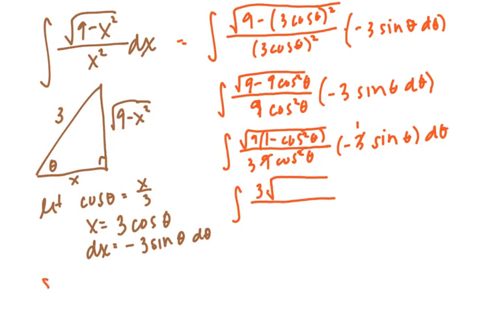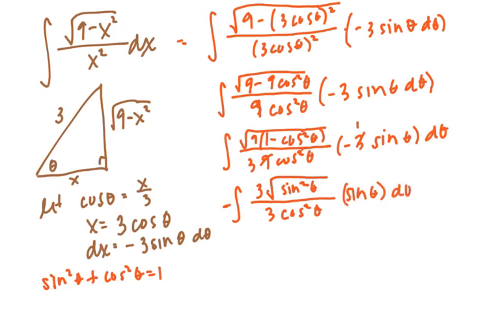Now we know that sine squared theta plus cosine squared theta equals 1. So 1 minus cosine squared theta is sine squared theta. And on the bottom we now have 3 cosine squared theta. And let's take this negative out front. And then we have sine theta d theta. The 3's cancel. Now the square root of sine squared is sine theta. And on the bottom I have cosine squared theta.